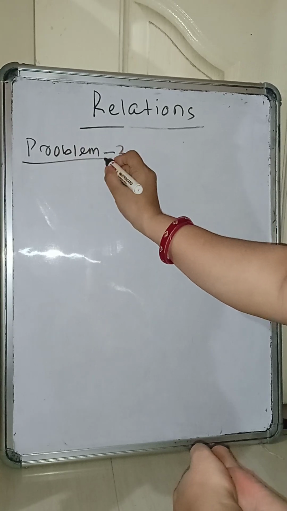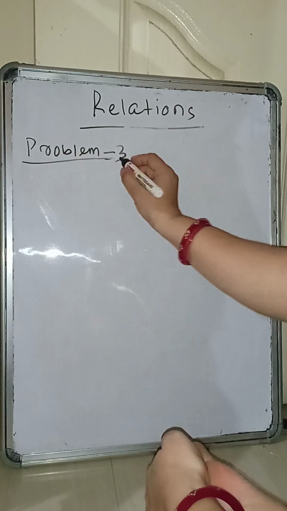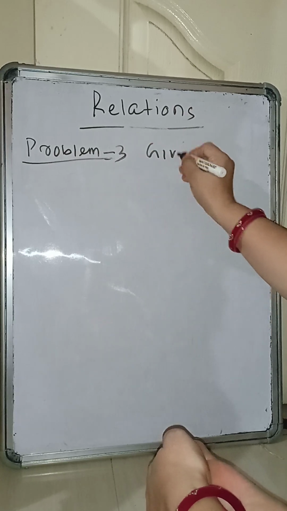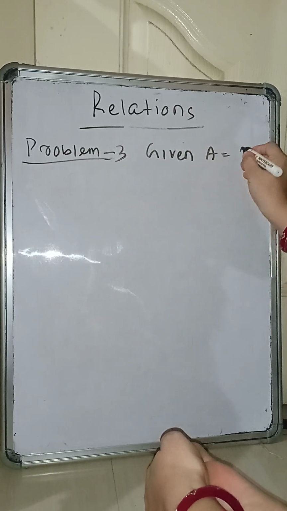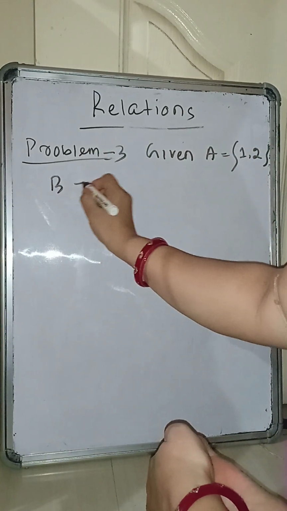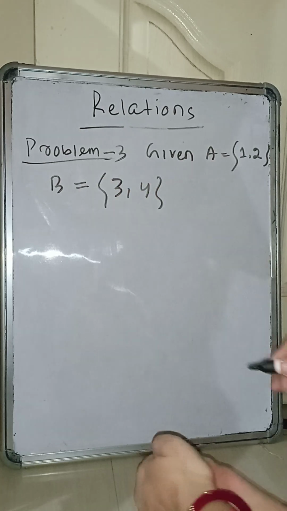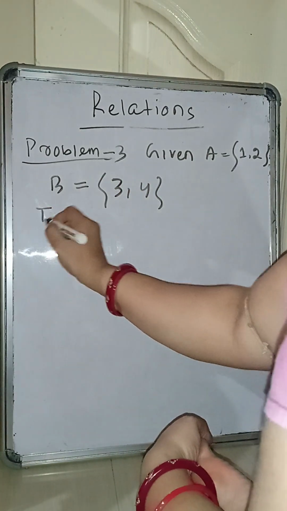Next problem 3. Let us solve our third problem. You are given two sets. Suppose set A containing two elements, 1, 2, and set B containing two elements, that is 3, 4. The question is to find A cross B.